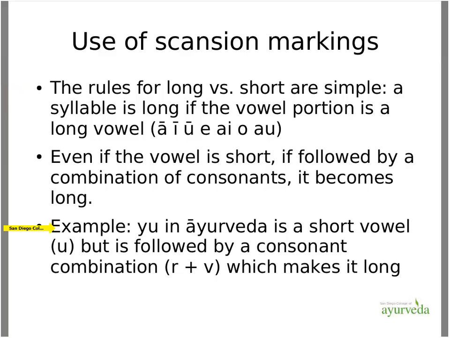Here's an example. The u in Ayurveda is a short vowel, but it's followed by a consonant combination, the r plus v, and that makes it long. So it's Ayurveda: three long syllables and one short syllable. So that's what it looks like in scansion markings. We use that for a long syllable, we use that for a long syllable, we use that for a long syllable, and that's the short.